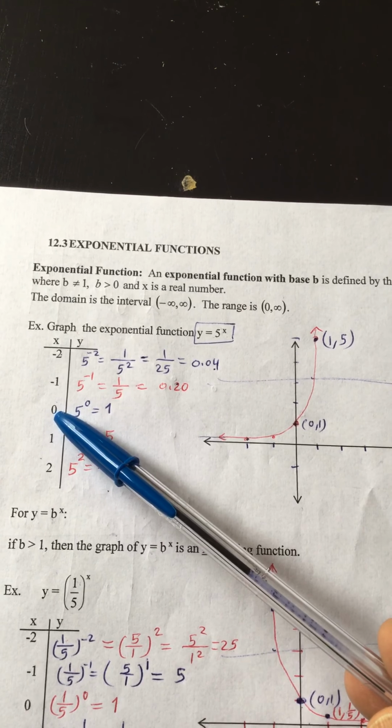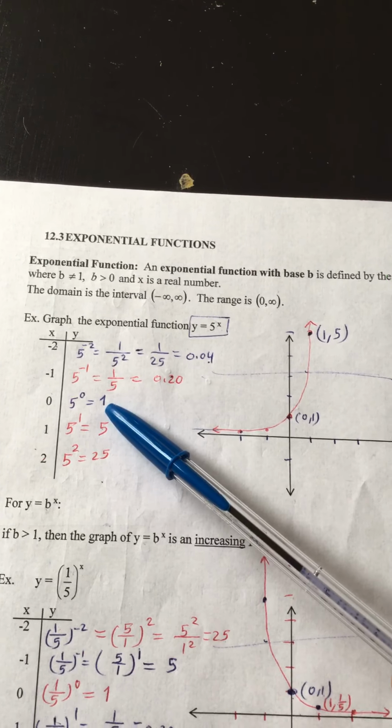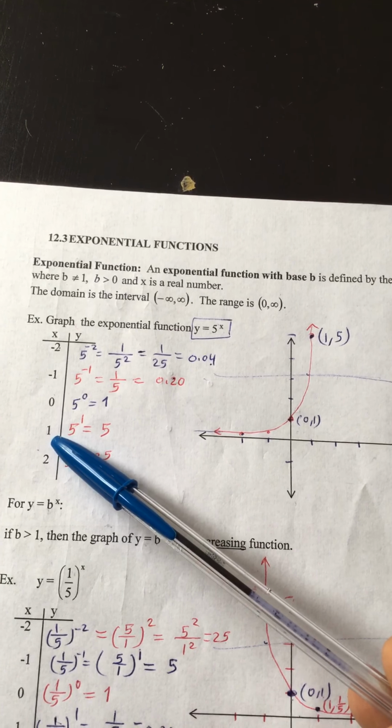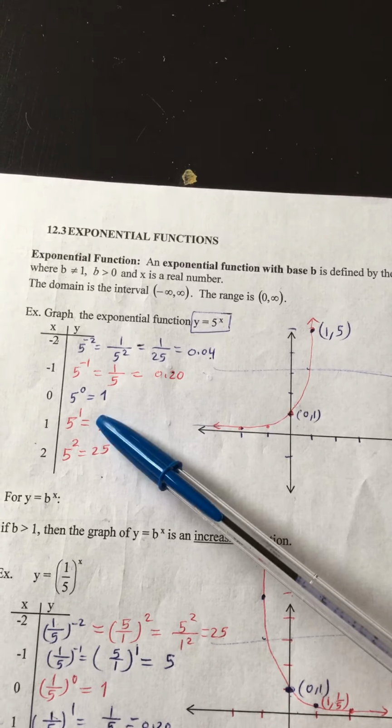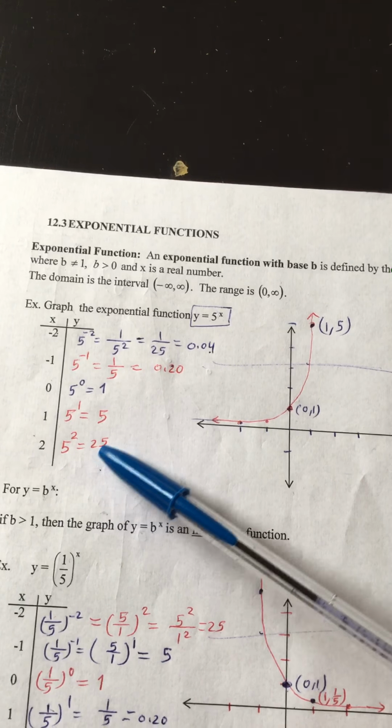If x equals 0, 5 to the power 0 is 1. If x equals 1, 5 to the power 1 equals 5, and so on. 5 squared equals 25.